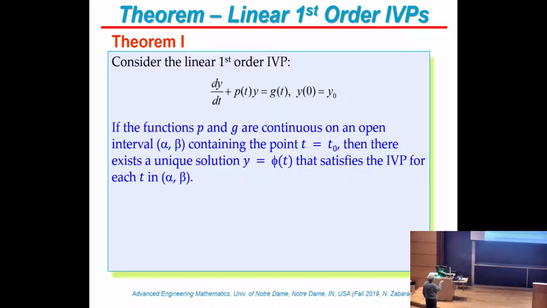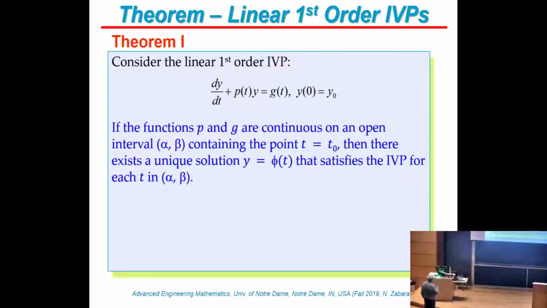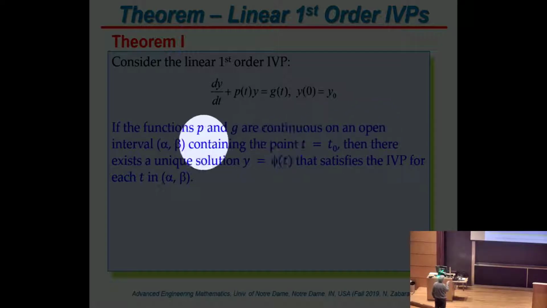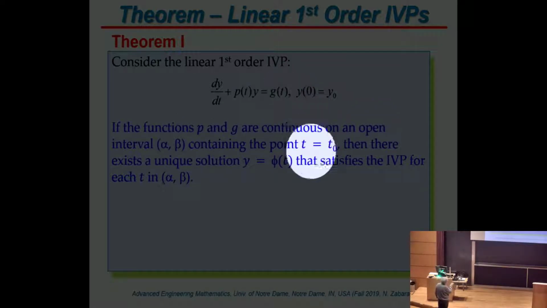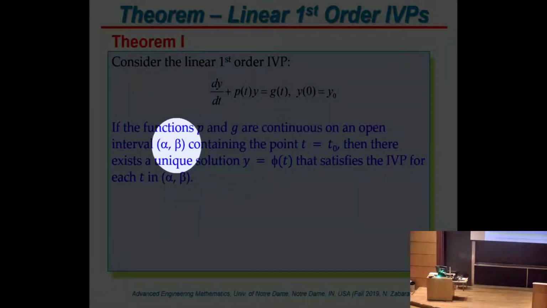So what we have is the simple equation with some coefficient p of t, and the right-hand side is g of t, okay? So we would like to state a theorem that says when the solutions exist and are unique for this problem. So I'm reading: if the functions p and g of time, the independent variable, are continuous in some open interval that contains t equal to t0, that's the initial time, then there exists a unique solution y equal phi of t that satisfies obviously the equation in some t within this interval alpha to beta.